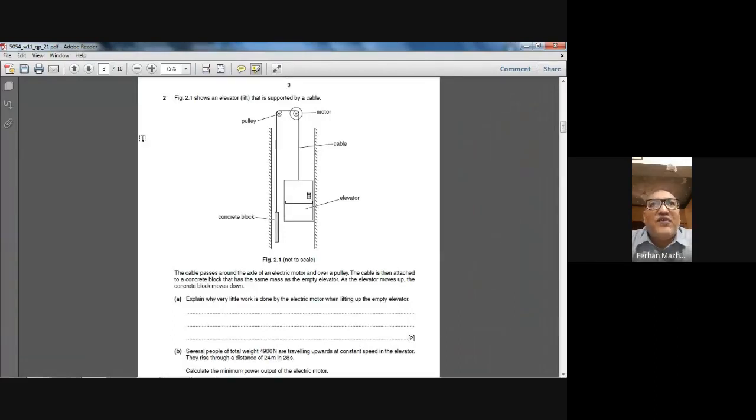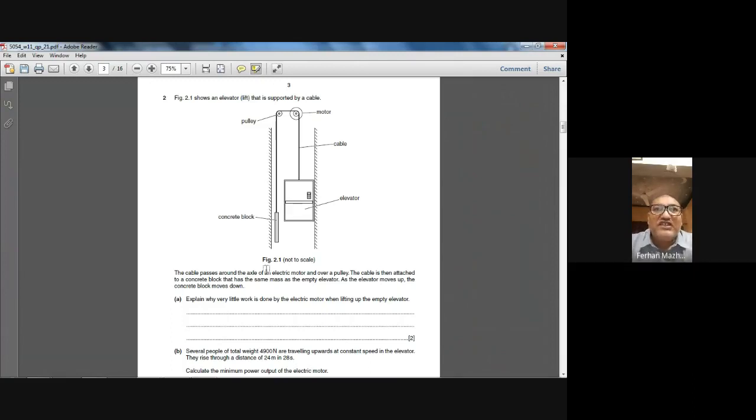Figure 2.1 shows an elevator lift that is supported by a cable. The cable passes around the axle of an electric motor and over a pulley. The cable is then attached to a concrete block that has the same mass as the empty elevator. As the elevator moves up, the concrete block moves down. So you see the concrete block and this elevator both have the same mass.